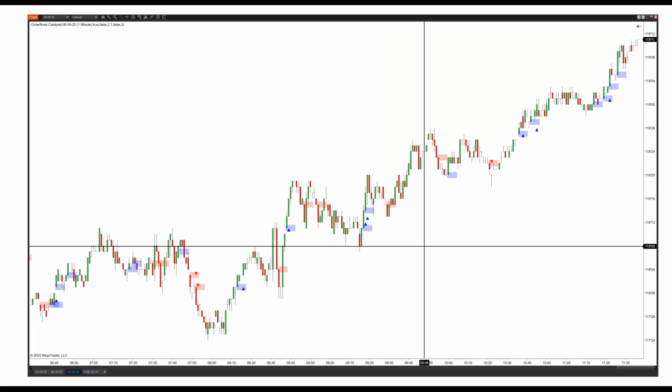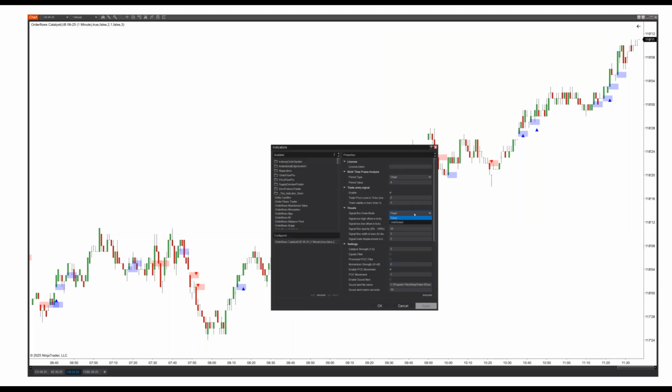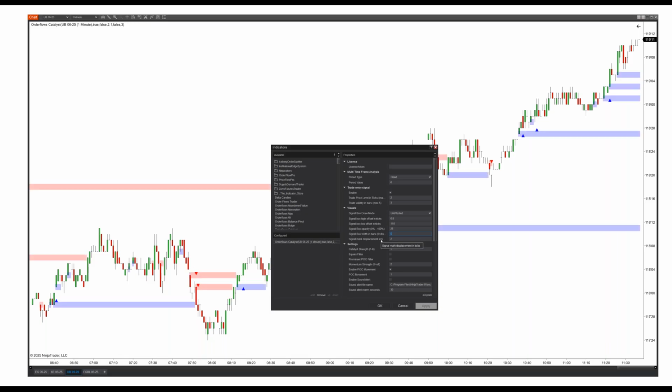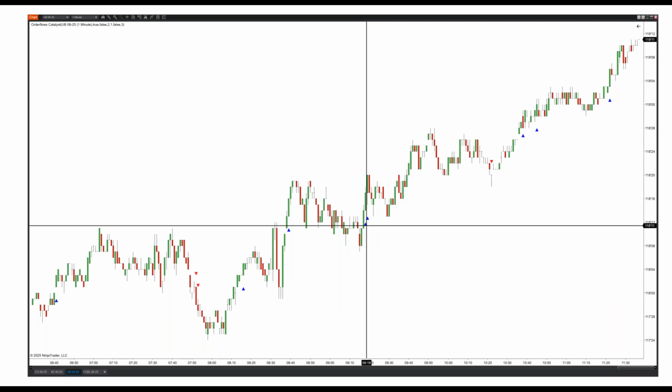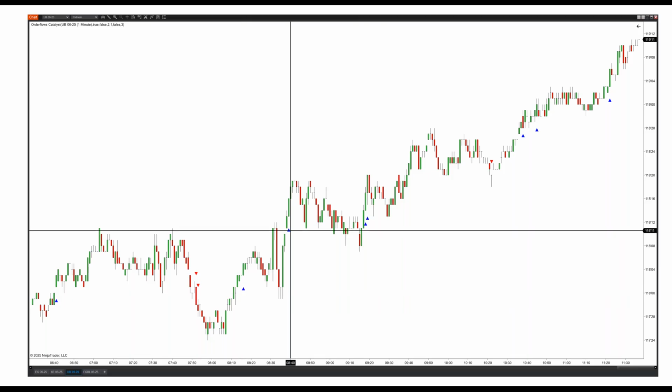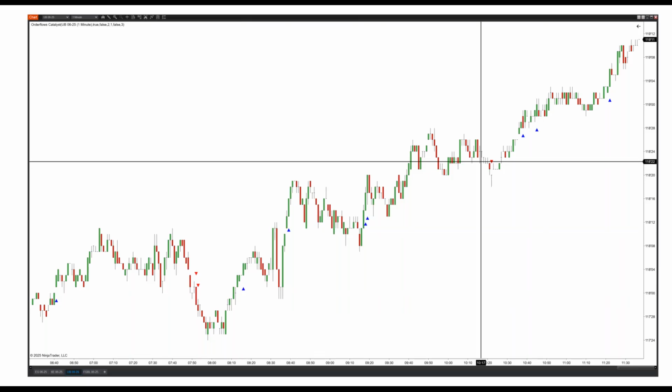If I don't want to have any zones, say for example, if I'm using it until tested, but it's like, you know what, I don't want to have those zones, the signal box width in bars, just change that to 0. So now all I'm going to see is just the up and down triangles, which for a lot of traders they're fine with.